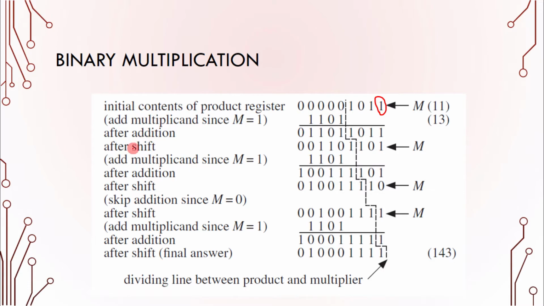And after addition, the controller sends the shift signal, and the contents of this accumulator register shift 1 bit right. So this whole set of bits is shifted towards the right by 1 bit. So you are adding 0 here, and all other contents are shifted by 1. Now for the next bit you have 1 again. So if you have 1 again, you are performing addition.